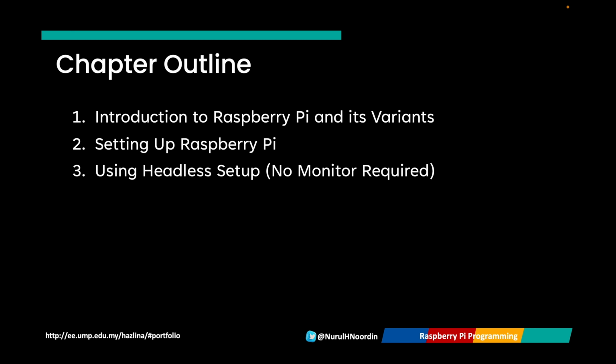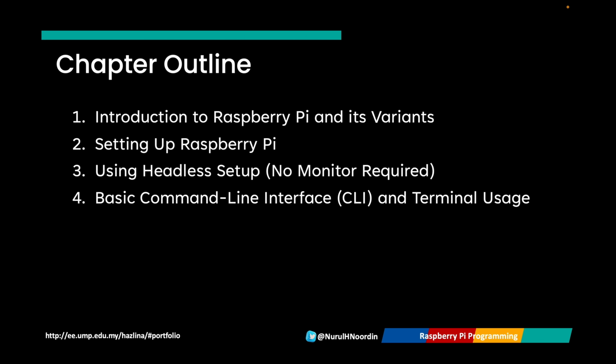Chapter number 3, using a headless setup where there is no monitor required. Here, students will learn how to set up remote access to control Raspberry Pi from another device. Chapter number 4 is about basic command line interface, CLI, and terminal usage. Here, students will understand essential terminal commands to manage files, processes, and network.